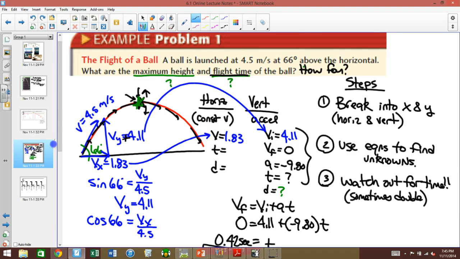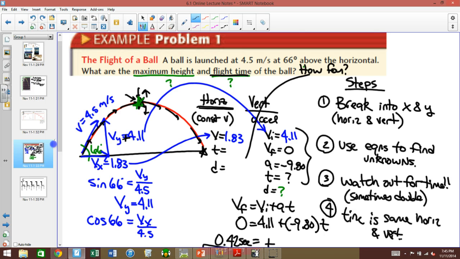Now, if it had asked me how far, that would be referring to a horizontal distance. How far did it go? And for us to do that, here's the trick. The time is the same horizontally and vertically. So if I want to know how far it goes right here, I already know how much time it took to get there, and that's 0.84 seconds. See how these are the same? So then I just use velocity equals distance over time.